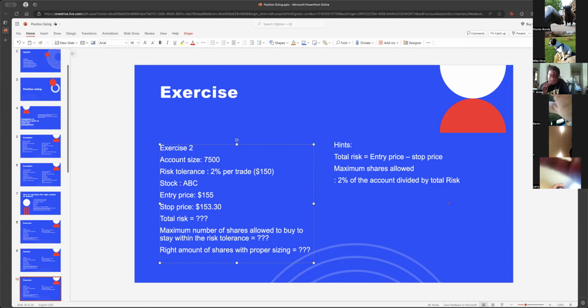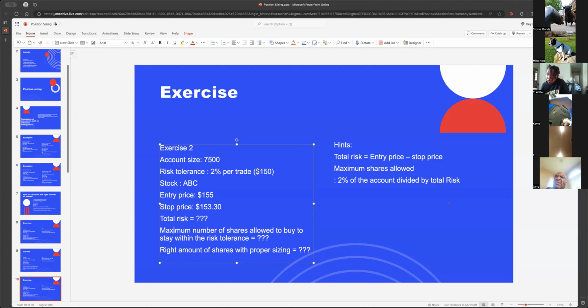The answer is 88 shares if you just follow the template. That's the right amount of sizing. That's the maximum. But exactly, not enough capital. How can you solve this? How can you solve the scenario? What is the maximum amount of shares you can buy with this account, by the way, with your 155 entry?